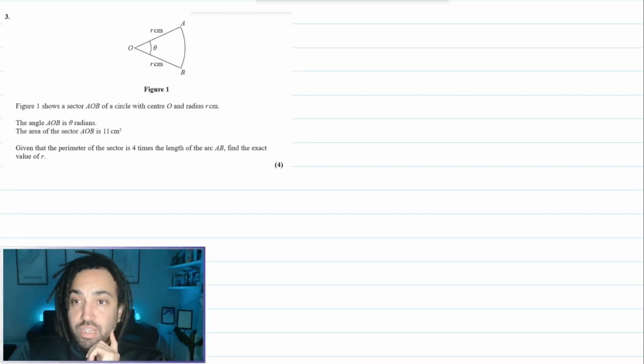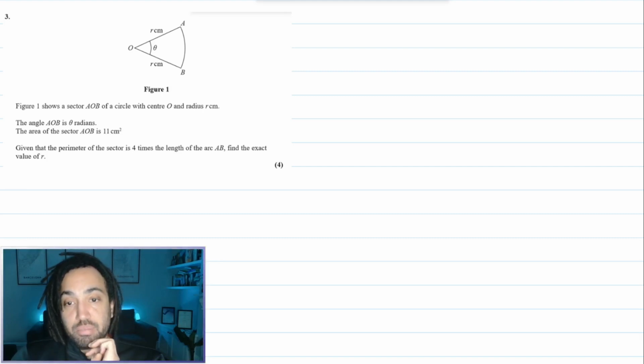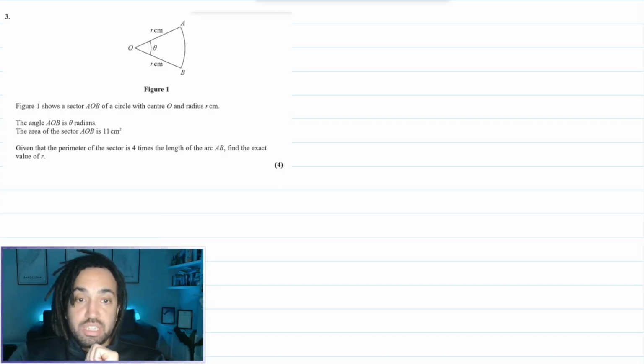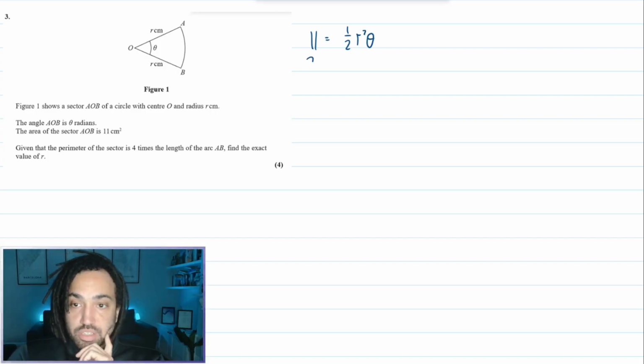Question number 3, and we have a sector of a circle. The angle's in radians, and the area of the sector is 11. Given that the perimeter of the sector is 4 times the length of the arc AB, find the exact value of R. First off, the first bit of information we've got is that the area is 11. And we know the area, which is 11, is equal to a half R squared theta. So 22 is equal to R squared theta.